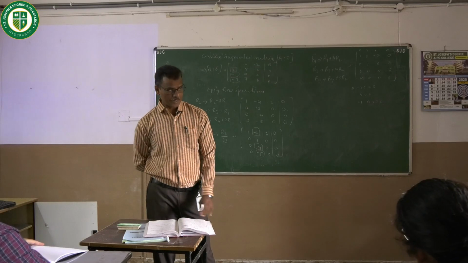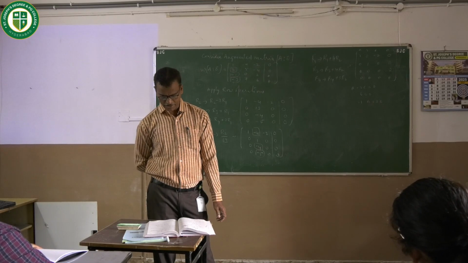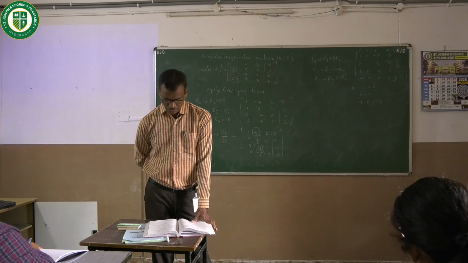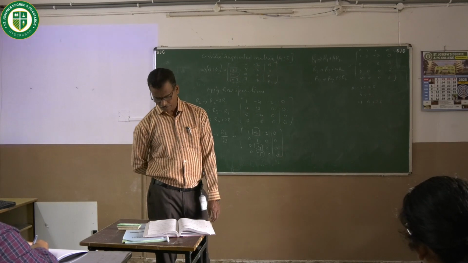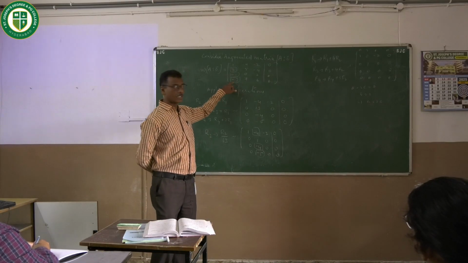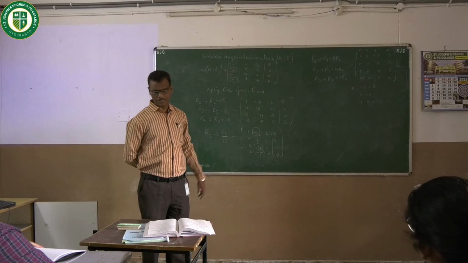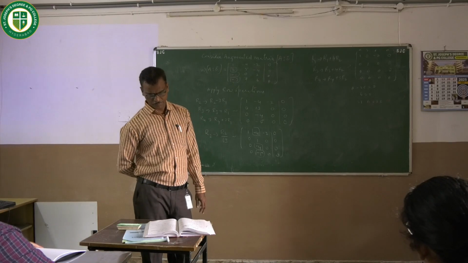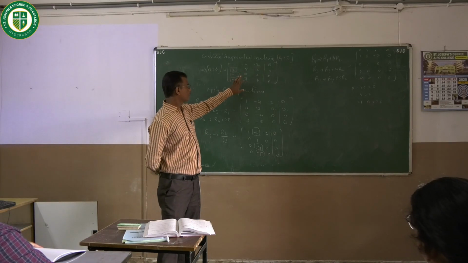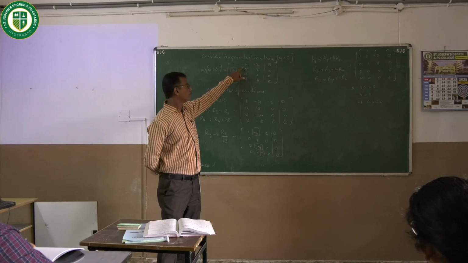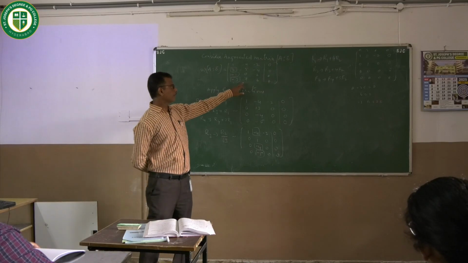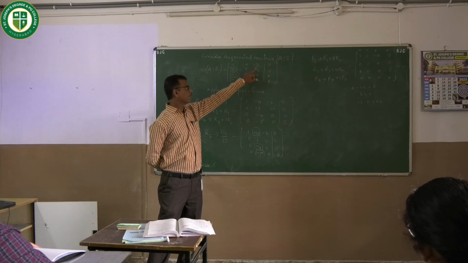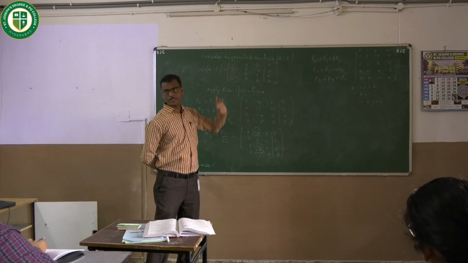H is spanned by the set V1 bar is equal to 1, 2, minus 1, minus 3, comma, V2 bar is equal to minus 4, 5, 0, 7, and V3 bar is equal to minus 2, minus 4, 2, 6.